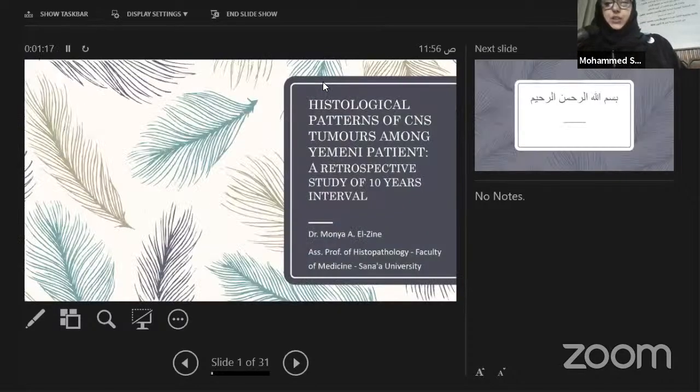This study is histopathological pattern of CNS tumors among Yemeni patients, a retrospective study of 10 years interval.